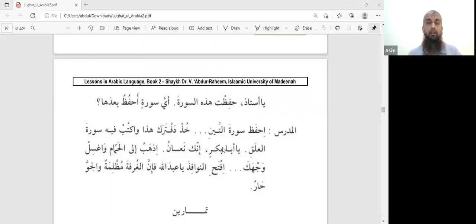يا أبا بكر، إنك نعسان. اذهب إلى الحمام واغسل وجهك.